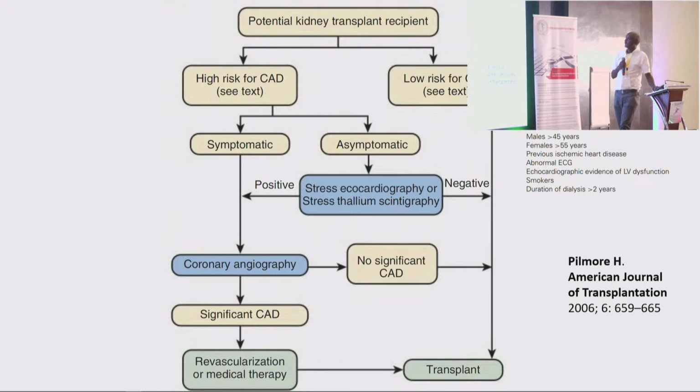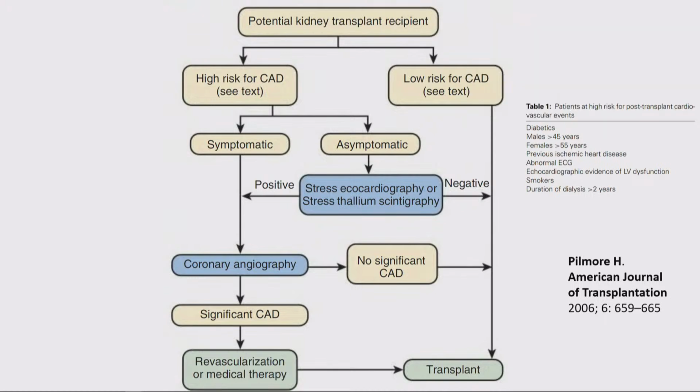So really, at the end of the day, this is the protocol that we reserve and probably propose that people use: you look at your recipient. If they're high risk, then you see whether they're symptomatic. If they're symptomatic, go straight to a coronary angiogram. If they are low risk and asymptomatic, you go straight to a transplant. If they're asymptomatic, you stress them. If the stress is negative, go ahead with the transplant. If the stress is positive, go with a coronary angiogram and move on from there, where they might get medical treatment or surgical treatment. Now, who are these high-risk patients?